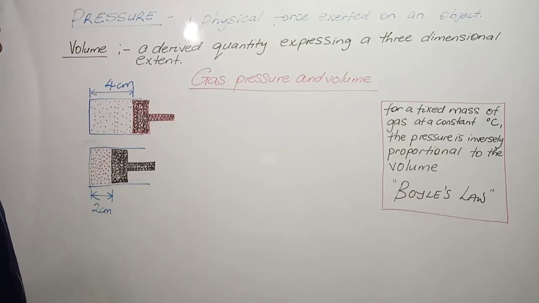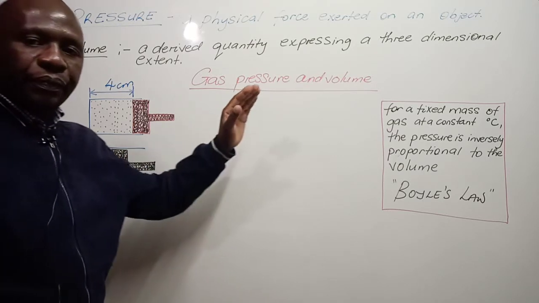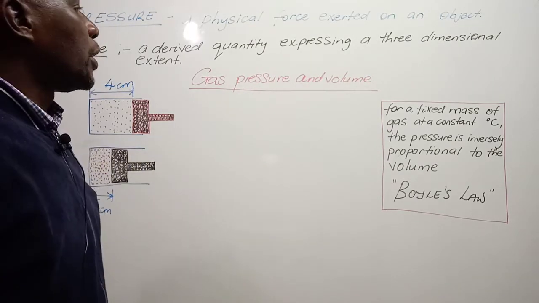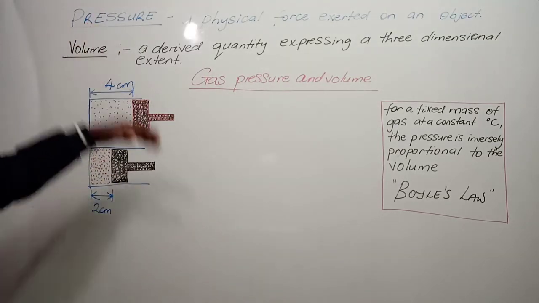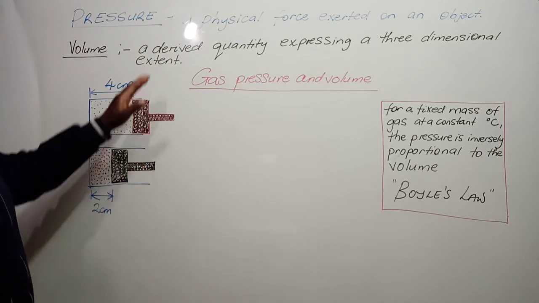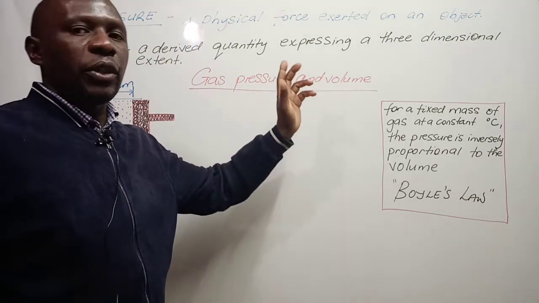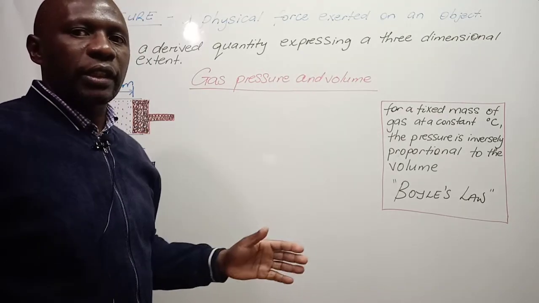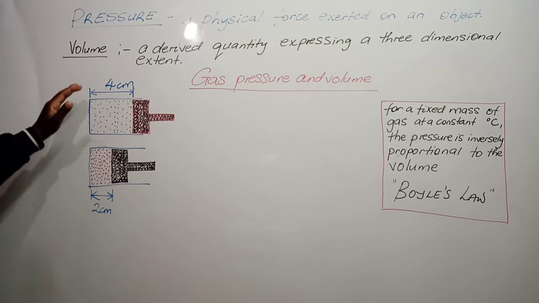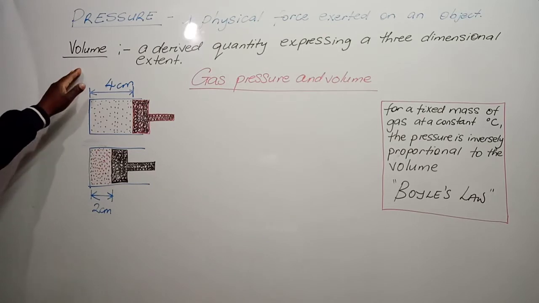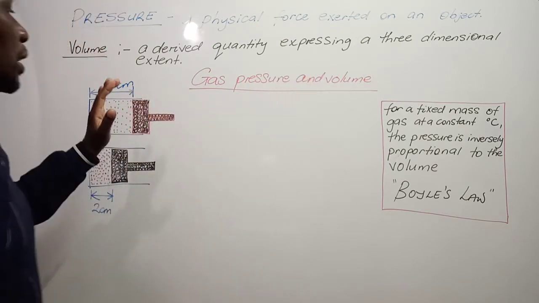IGCSE Physics. Our topic today is gas pressure and volume. To begin the lesson, let us define pressure. Pressure is a physical force which is exerted on an object, whereas volume is a derived quantity expressing a three-dimensional extent.